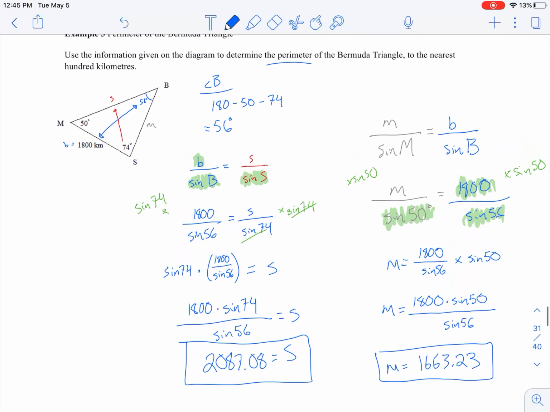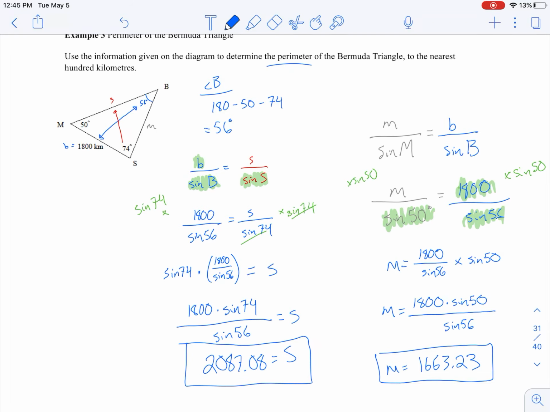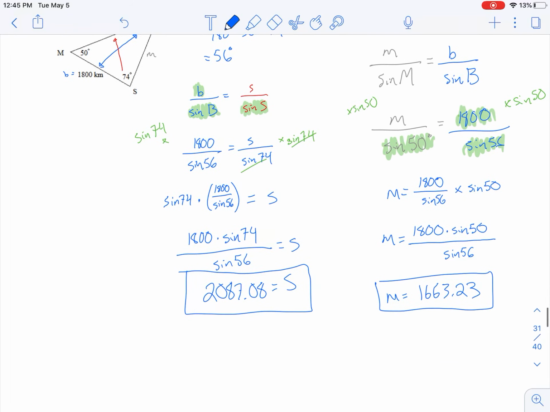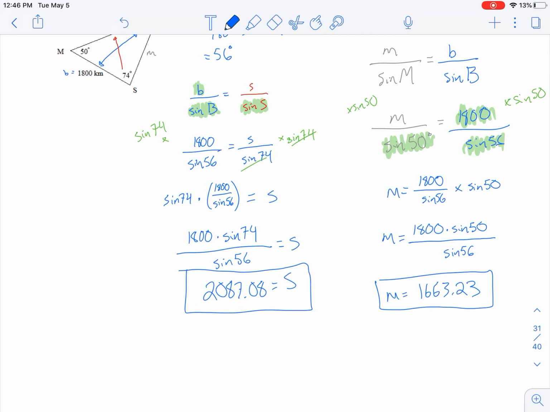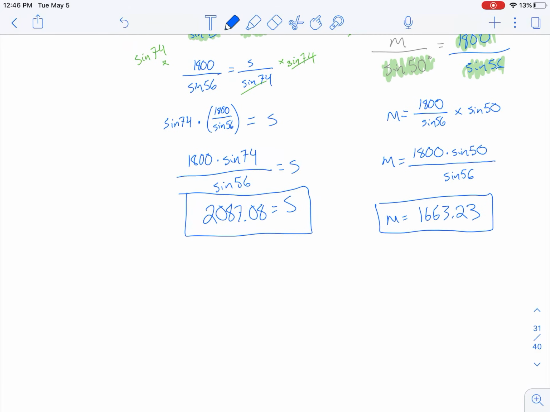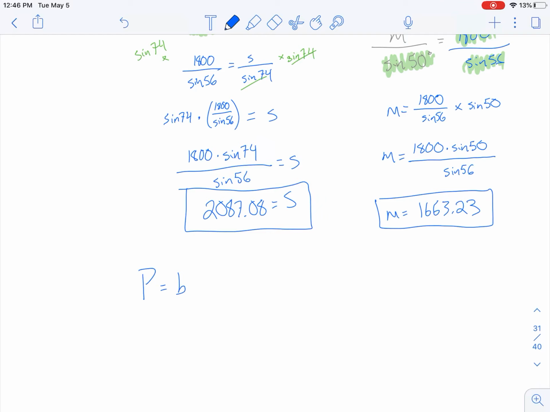Okay, making progress slowly but surely. So they want the perimeter rounded to the nearest 100 kilometers, so we're going to have to do some rounding. Try to keep your heavy rounding to the very end, so you don't need to round mid-question to the nearest 100 kilometers, because that's pretty inaccurate. But we know that perimeter is going to be equal to B plus S plus M. In this case, 1800 plus 2087.08 plus 1663.23.